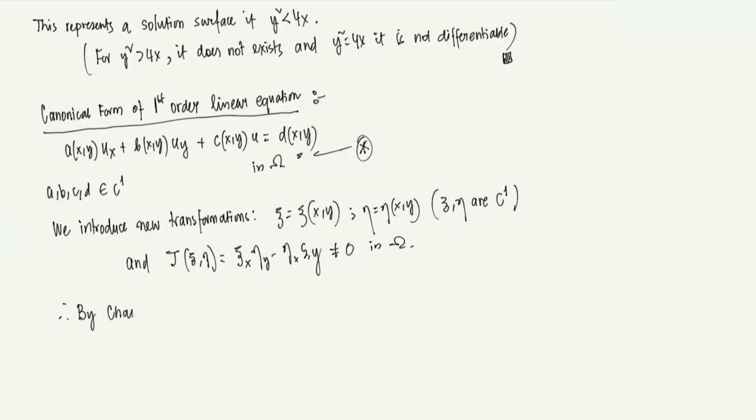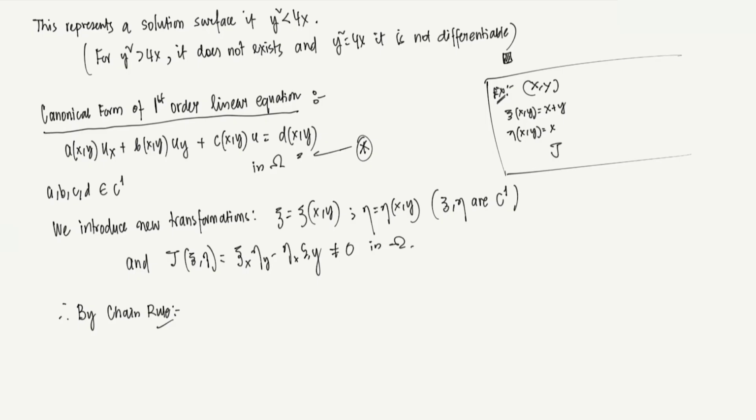By chain rule, maybe I can give you an example of what we are trying to do here. Let's say initially we have this equation, the equation in x, y. Now as an example, this is nothing to do with the problem. This is an example of what is exactly happening. What is this transformation? Let's say you define xi of x, y to be x plus y, and eta of x, y.